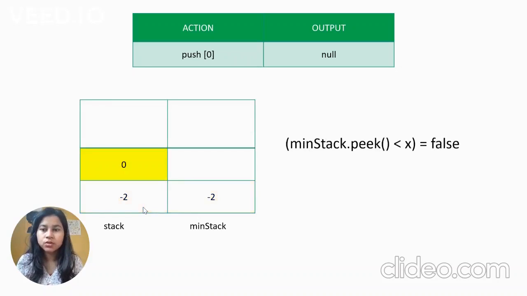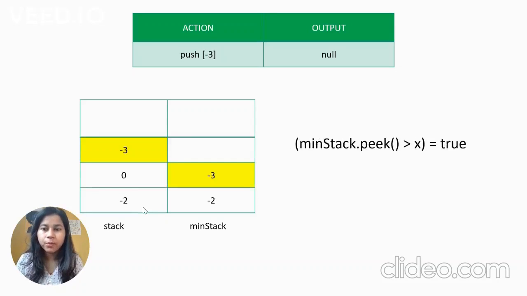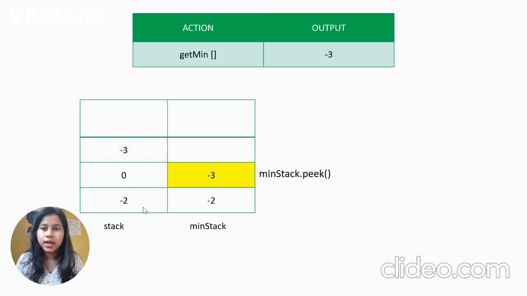Now we pushed 0. We pushed it in our original stack, then we need to check if this is the smallest number in the entire original stack. No, it is not, so we won't push it in the min stack. Then we push -3. For -3, we pushed it in the original stack and then checked if it is the minimum element present in the stack right now. Yes, it is, so we pushed it in the min stack. Then the action is getMin. We can easily grab it from the min stack, which is the topmost element present in the min stack.